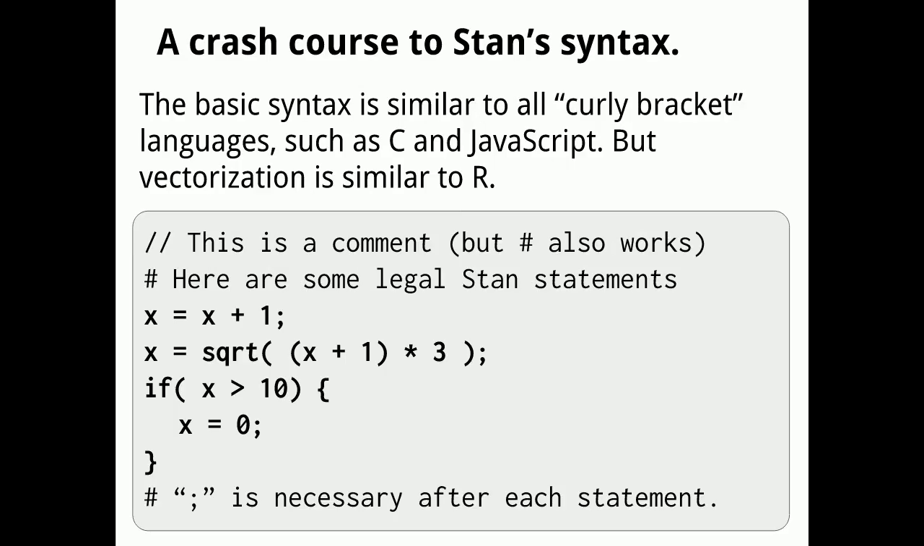Alright, a crash course to the syntax of Stan. The basic syntax is similar to all curly bracket languages such as C and JavaScript, but vectorization is similar to R. Comments can be written with double slashes like in C++ or a hash sign like in many other languages. So if you look through these statements, you'll see that it looks like something you could see in, say, R. As in C and C++, you need to end each statement with a semicolon.